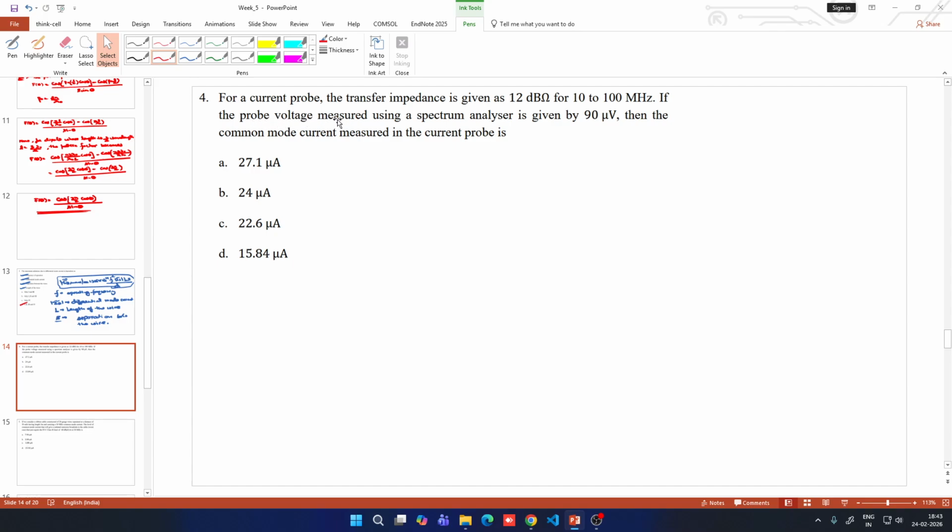If the probe voltage measured using a spectrum analyzer is given by 90 microvolt, then what is the common mode current measured in the current probe? Whatever voltage the current probe is getting is measured using a spectrum analyzer. So we are using these current probes to find out the common mode current or differential mode current flowing through a wire.